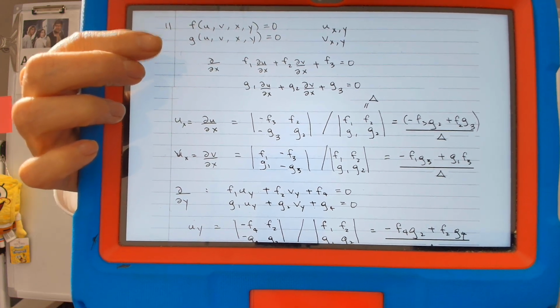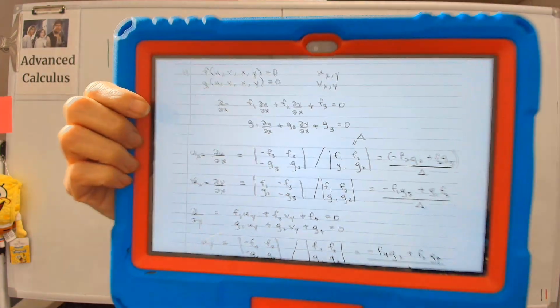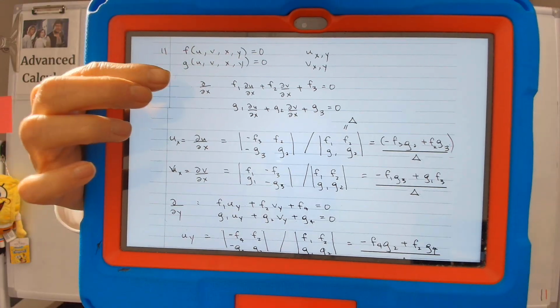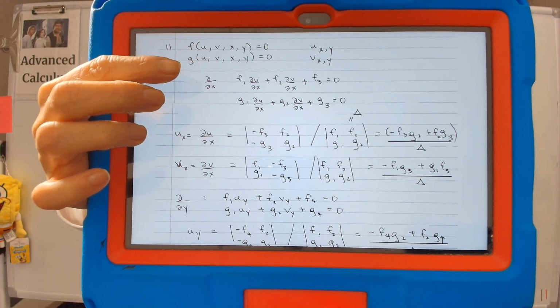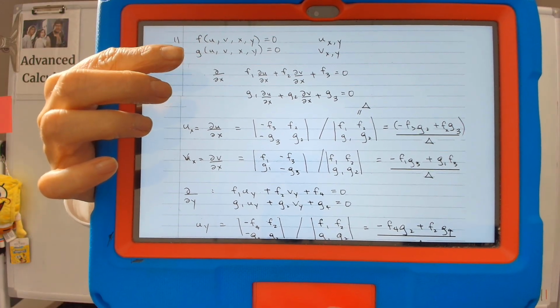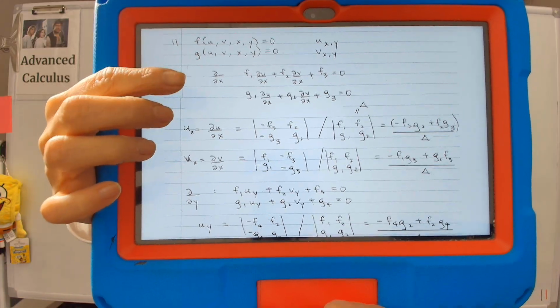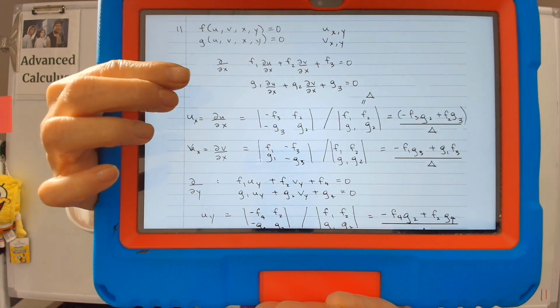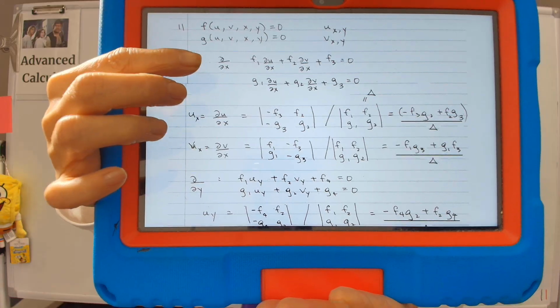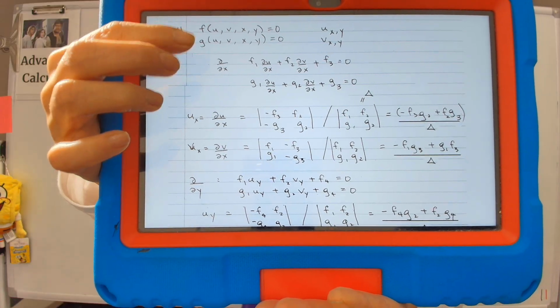The book doesn't say it, but does it say it? Doesn't matter. The point is F and G equal to 0, okay? Where we will imagine U and V to be functions of X and Y. So then we calculate first, take the partial derivative with respect to X of both equations.